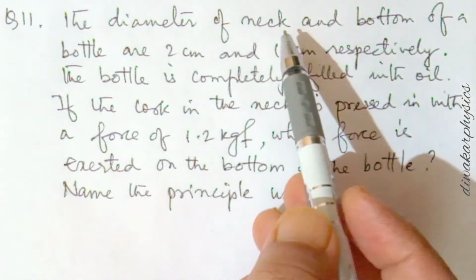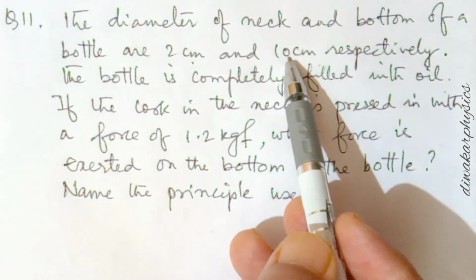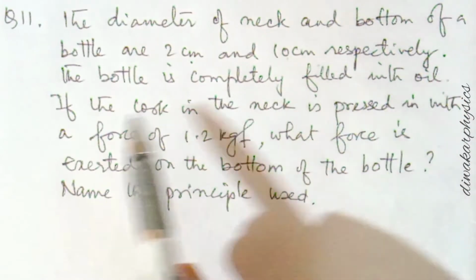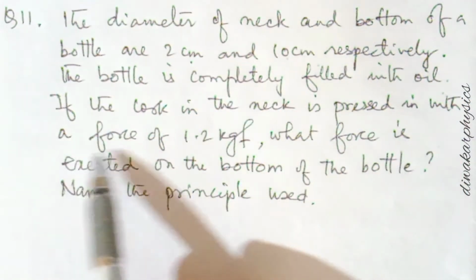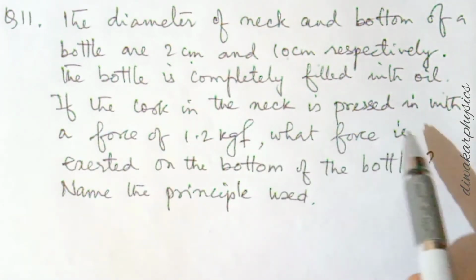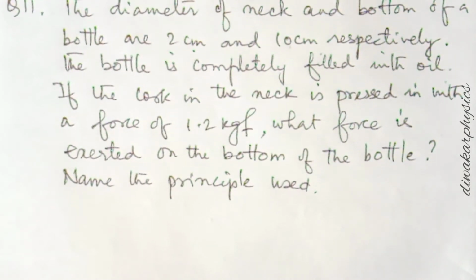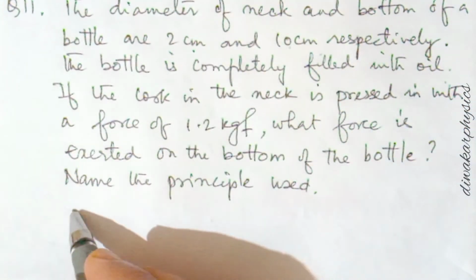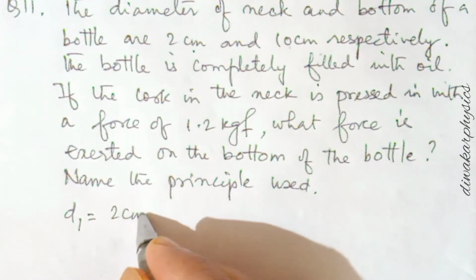The diameter of neck and bottom of a bottle are 2 cm and 10 cm respectively. The bottle is completely filled with oil. If the cork in the neck is pressed in with the force of 1.2 kgf, what force is exerted on the bottom of the bottle? So here we'll take the neck 2 cm. So diameter of the neck is 2 cm.